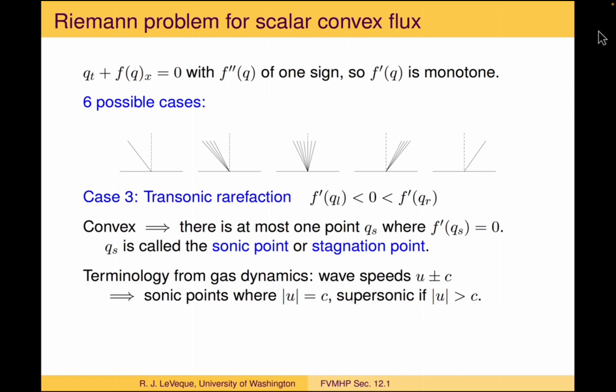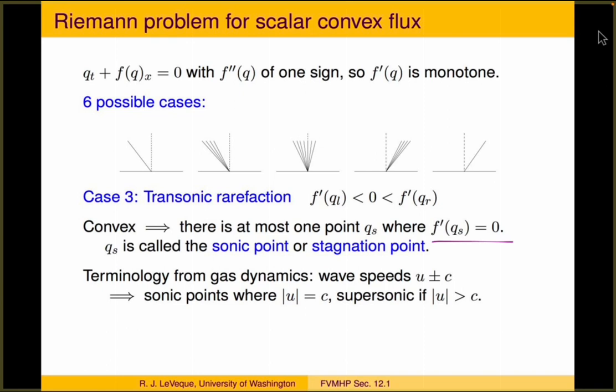And if it's a convex flux function f, then there can be at most one point where f prime of q is equal to 0, since f prime is monotonically increasing or decreasing. And that point, call it q_s, where f prime of q_s is equal to 0, is called a sonic point, or sometimes a stagnation point. But the terminology sonic point comes from gas dynamics, because in gas dynamics we know that the wave speeds are u plus or minus c, where u is the fluid velocity and c is the sound speed. And we've often thought about that in terms of u being 0 in linearized acoustics, or typically we think of u as being smaller than c, subsonic flow.